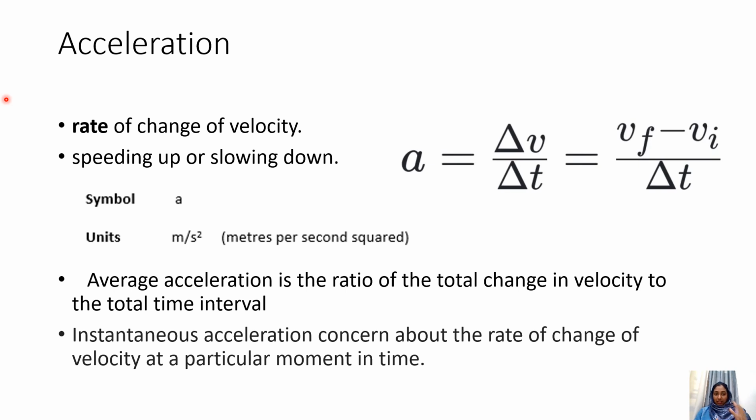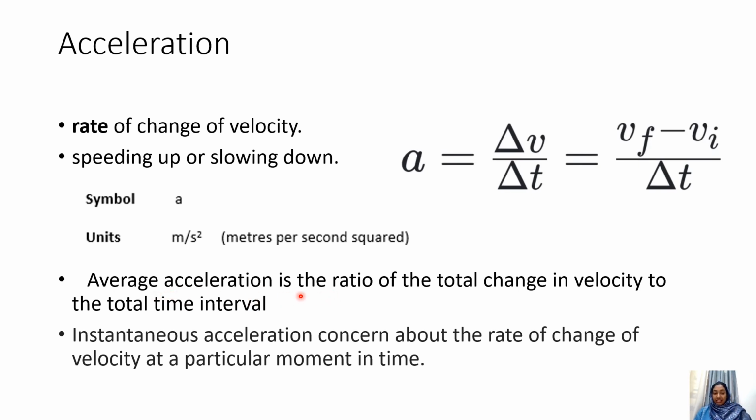What is acceleration? How can we define acceleration? Acceleration is nothing but the rate of change of velocity. Change in velocity with respect to time, that is acceleration. It is nothing but speeding up or slowing down. What is the symbol of acceleration? a. What is the unit of acceleration? Meter per second square. Now, you should know two terms, that is average acceleration and instantaneous acceleration.